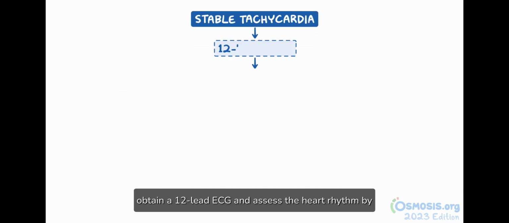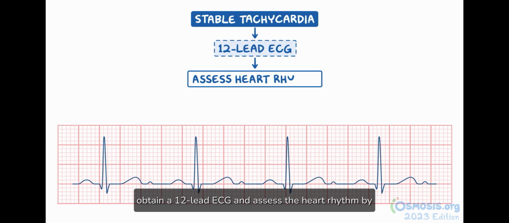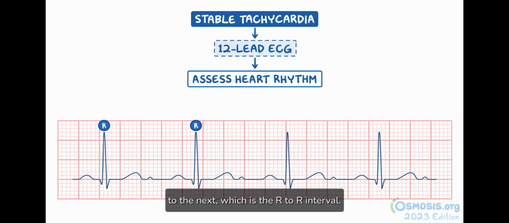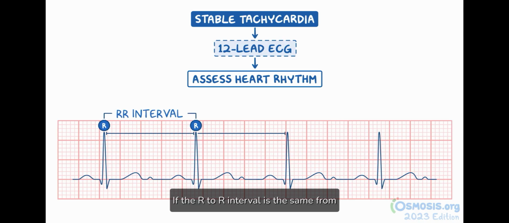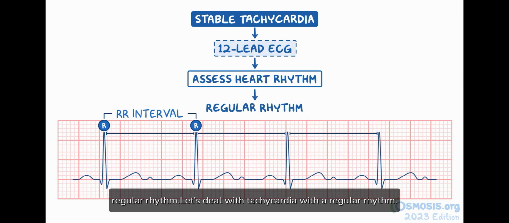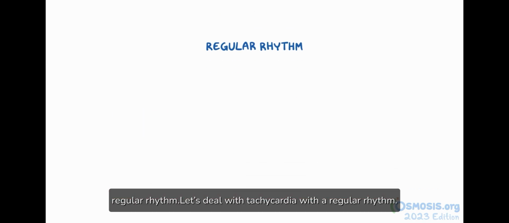Next, obtain a 12-lead ECG and assess the heart rhythm by evaluating the consistency of the intervals from one R wave to the next, which is the R to R interval. If the R to R interval is the same from beat to beat, this means that you're dealing with a regular rhythm. Let's deal with tachycardia with a regular rhythm.